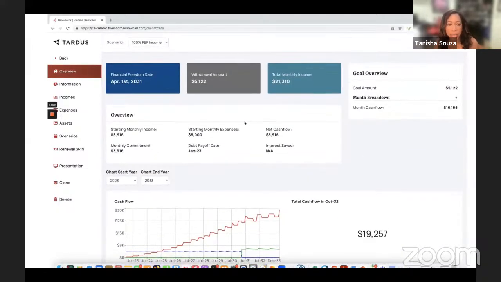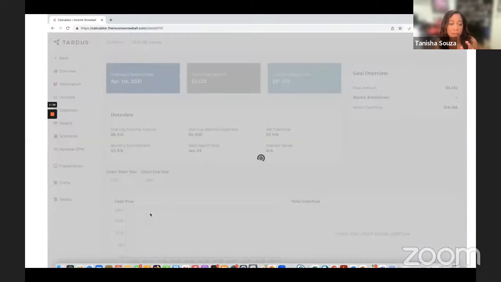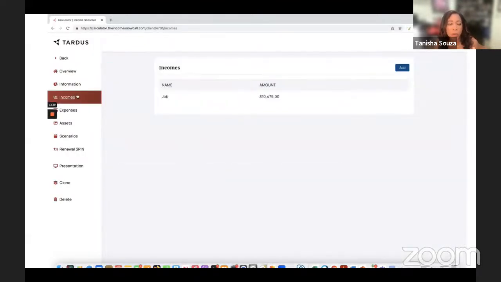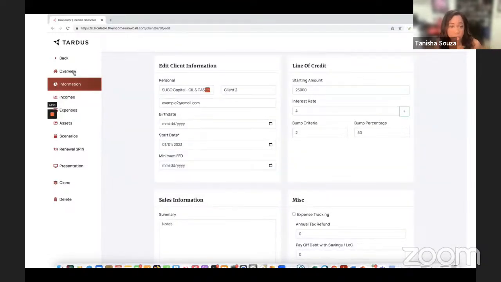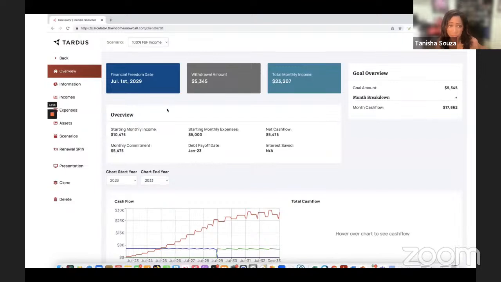Now let's take a look at what happened. So remember that date, April 1st, 2031. That is 8 years from now. That's an 8-year financial freedom date. Now we're going to look at someone with that tax benefit who's actually able to take home more money, $10,475, because remember, they were taxed at a lower tax bracket. $5,000 in living expenses, the same living expenses, the same start date, January of 2023. The financial freedom date is 2 years earlier. So instead of 8 years to financial freedom, we're now at 6 with just a tax benefit.